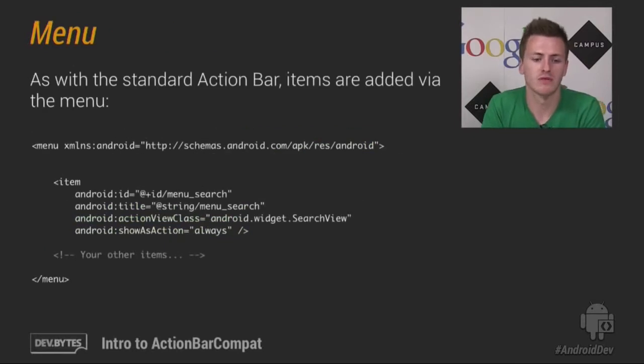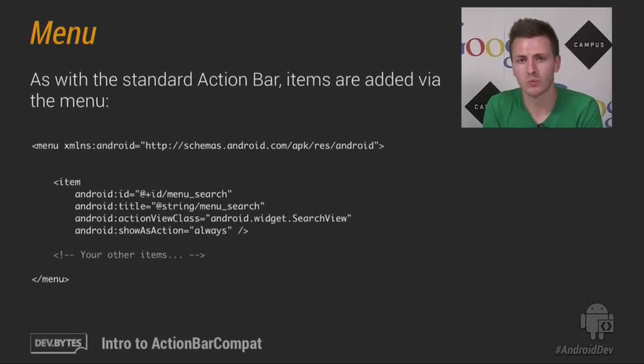So following on with that, with menus. As with the standard action bar, items are added to it via the options menu. Now we recommend you add them via menu resources. So here is an example menu resource with one item, a search item. And that item has an action view class referencing a search view. Now the trouble with this is that it has 2 attributes which were added in Honeycomb, so you can't use them before. Well, you can, but they'll be ignored.